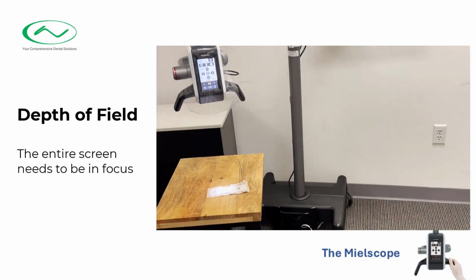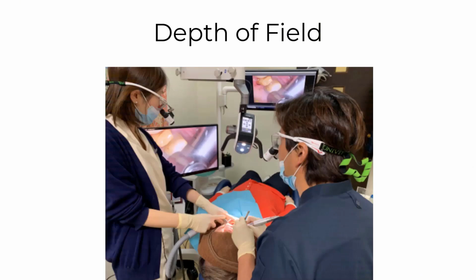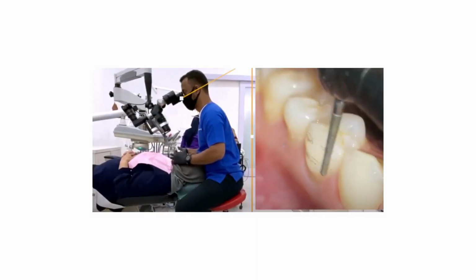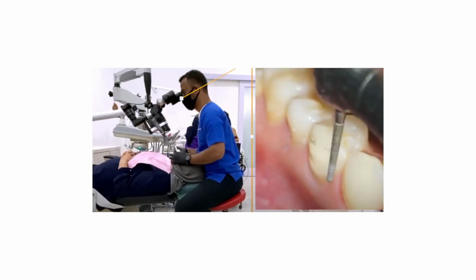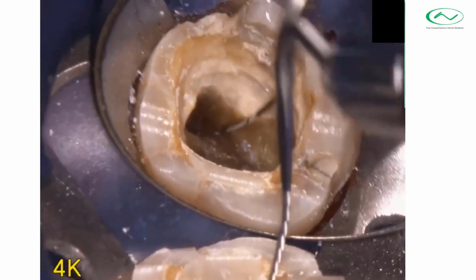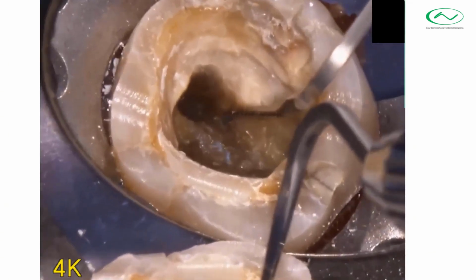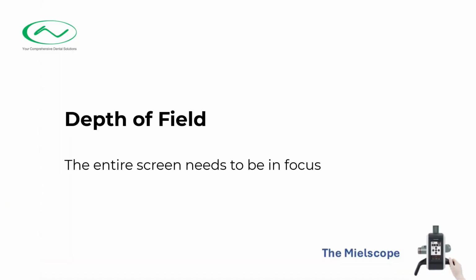There's a secret sauce that helps the Mielscope become such a powerful tool to the dentist. With traditional dental microscopes, sometimes doctors find that only a small part of the field of view is in focus. However, with the Mielscope, they are seeing more detailed imagery across the entire screen. The main reason for this is that the Mielscope has a very large depth of field.